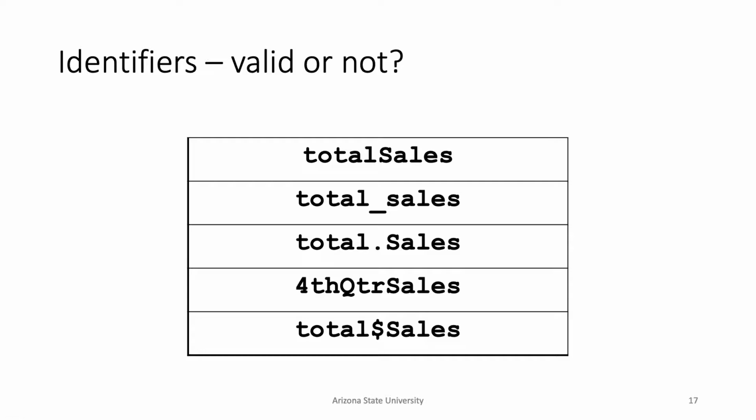What if I interchange the T and the 4? Yeah, that would be fine, because only the first character can't be a number. Any of the others can be. What about the fifth one? No, why not? Because there's a dollar symbol, and dollar symbols can't be used anywhere. In other languages, though, dollar symbol is required.